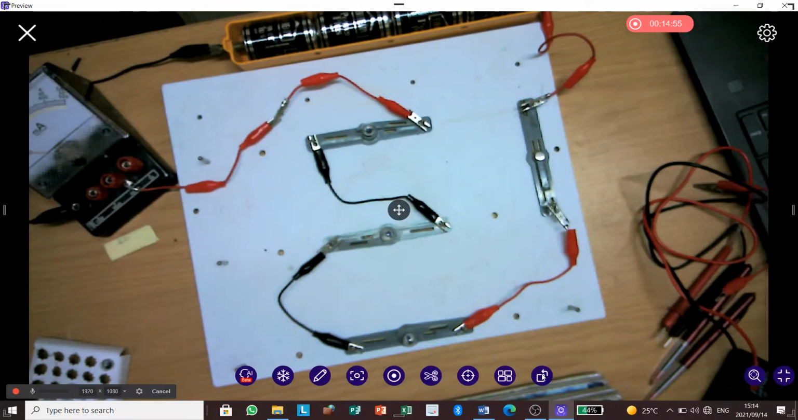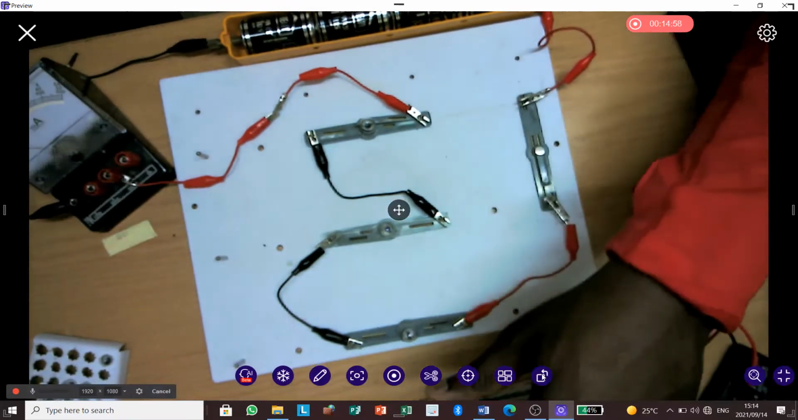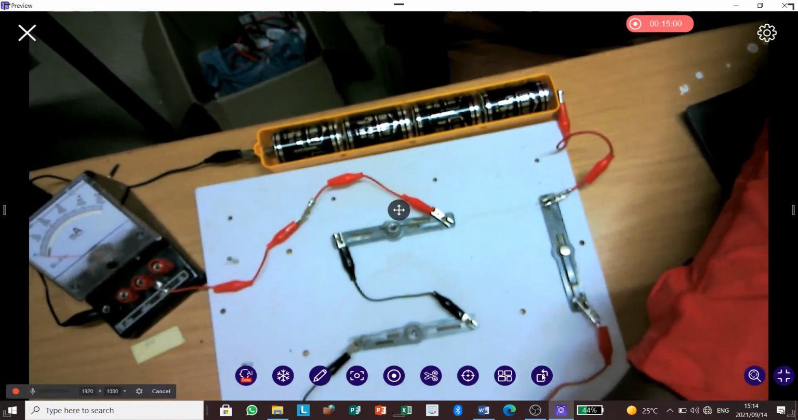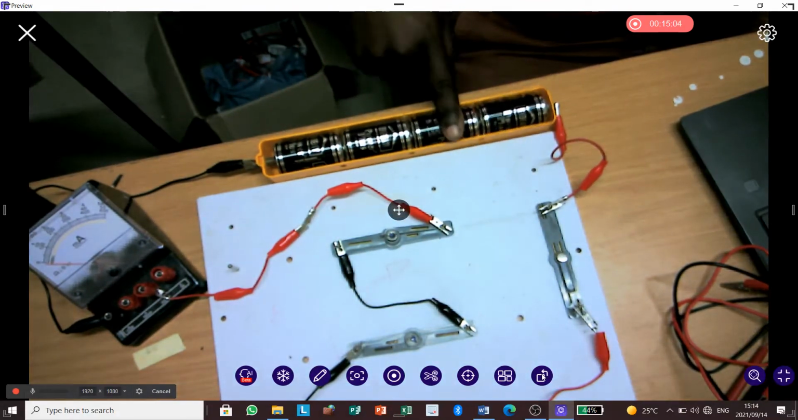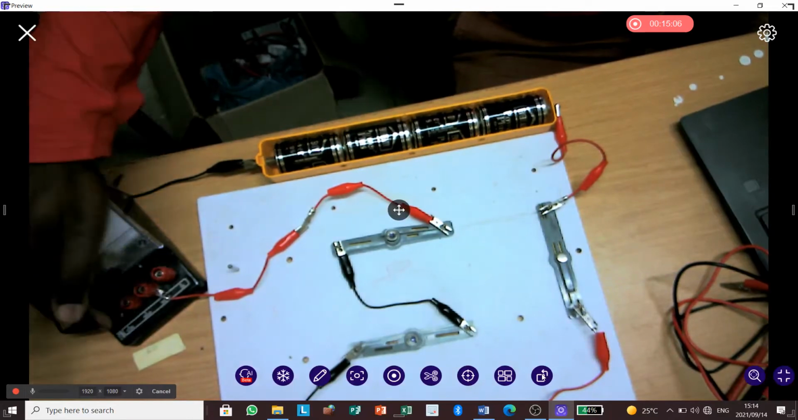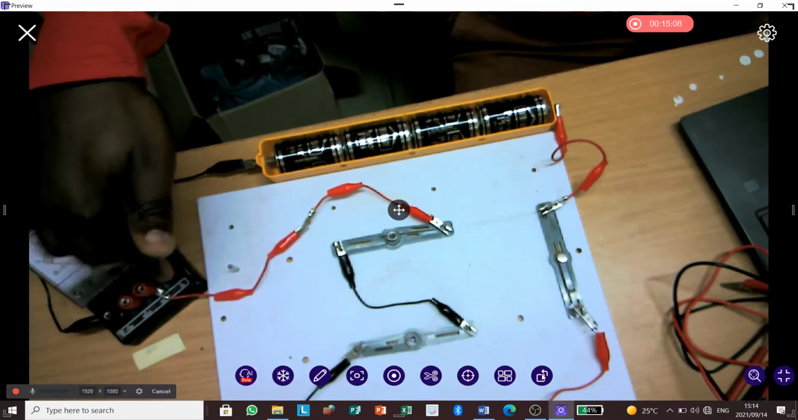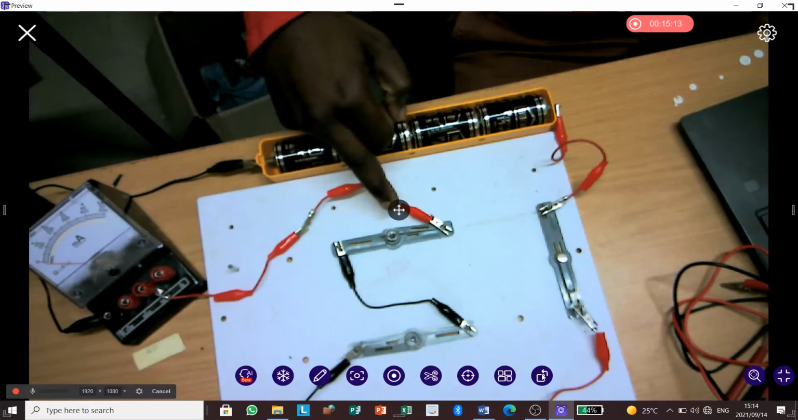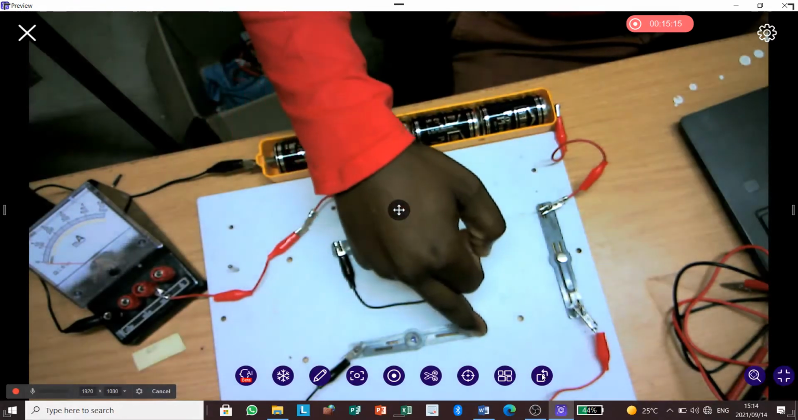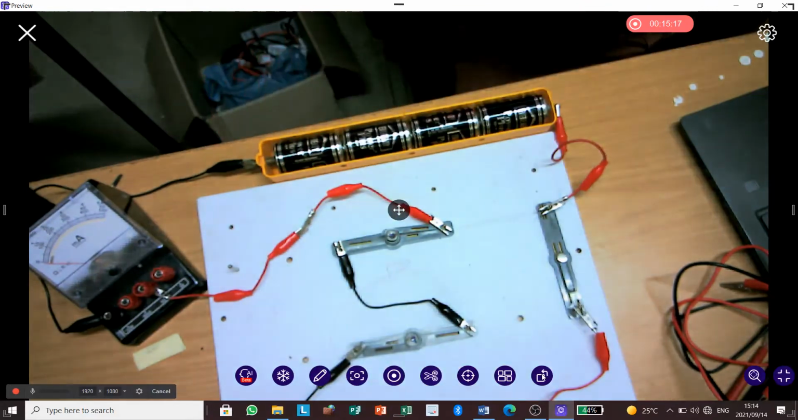So now, let's have a look at this path. Let's analyze it. Current travels. The battery pushes the electrons. The electrons flow, they come into the ammeter, and the ammeter measures how many electrons are flowing, and then we go all the way to light bulb number 2, number 3, number 4.